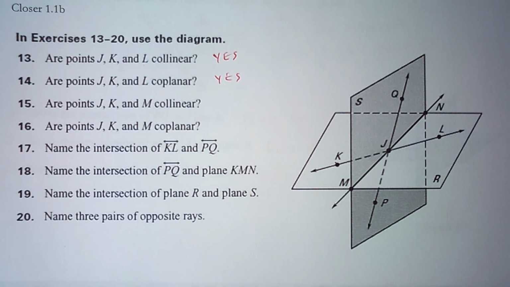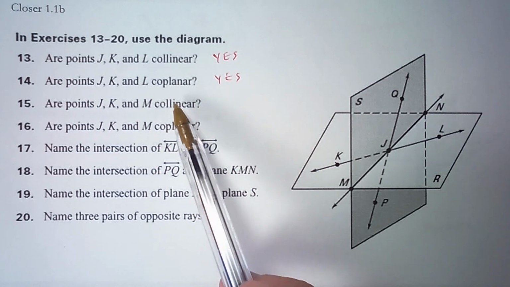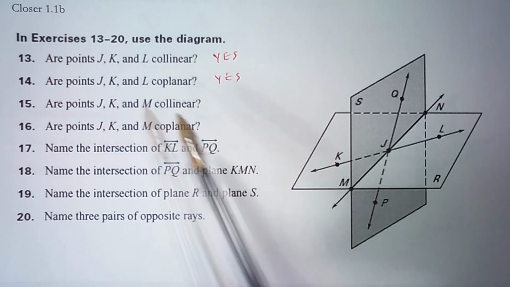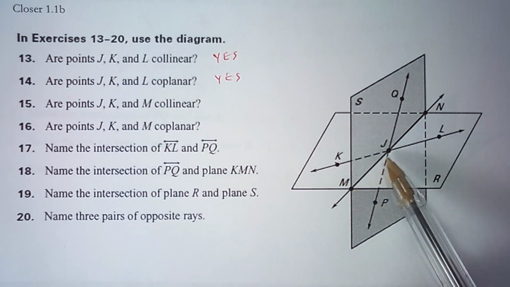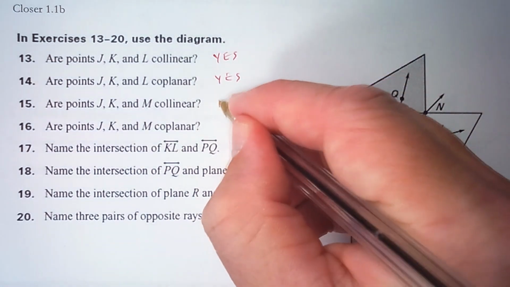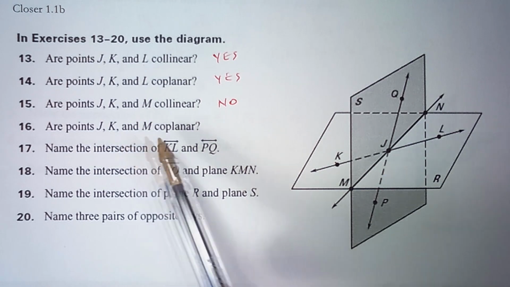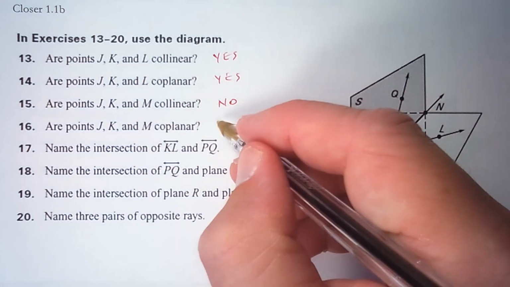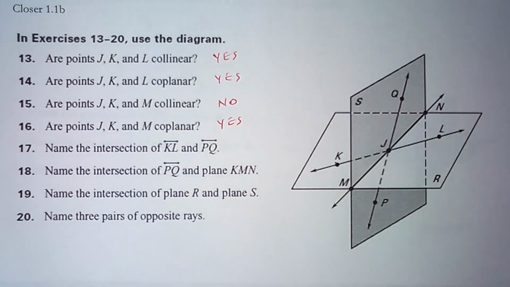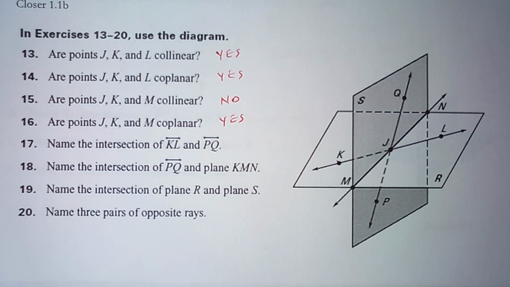Are J, K, and M collinear? Okay, collinear, 3 points, I better check. J, K, and M, nope, they are not collinear. Are J, K, and M coplanar points? Any 3 points in the world are coplanar. Yes. Whether I see the plane drawn or not, 3 points are coplanar.